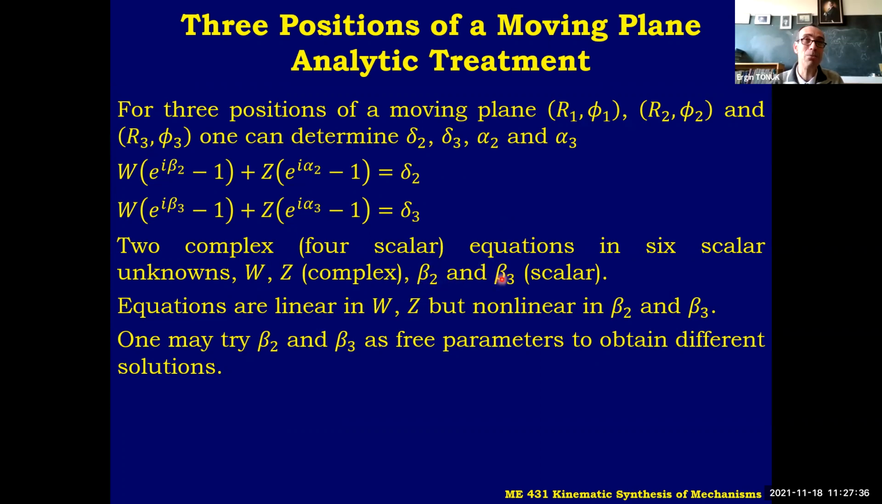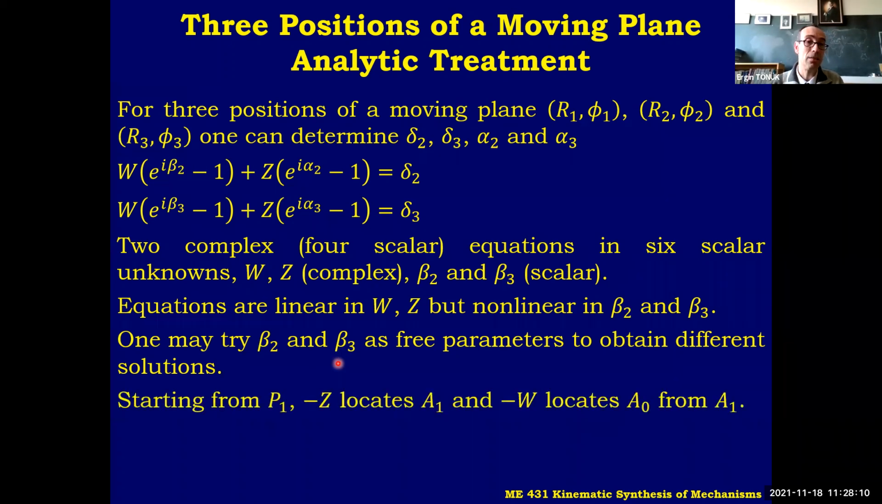So what I'm doing is, I will not try to solve it in terms of nonlinear unknowns. I will take them as my free parameters, okay? I'll set beta 2 to 30 degrees, beta 3 to, I don't know, 60 degrees, and try to solve the corresponding W and Z, and find a set of vectors. If I just change these, I will find another set. So I'll just trace it, okay? So I'll just use these nonlinear variables as free parameters to obtain different solutions.